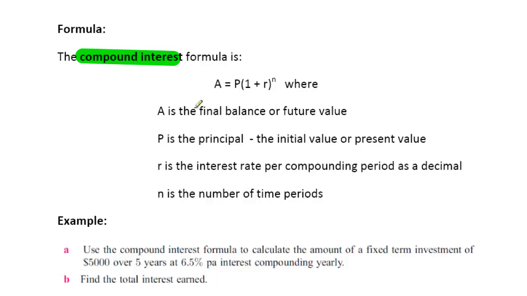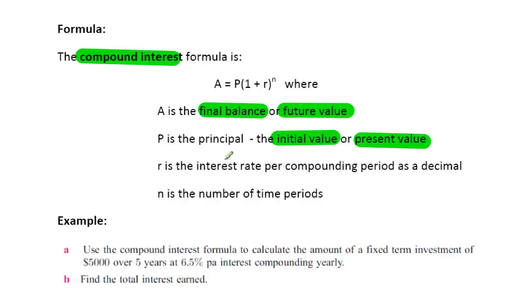The A here is the final balance or future value. Now, the important thing about this is these two words, final balance or the future value. That will come up later in the course. So that's what we're going to work out, and that includes the amount that we started with. P is the principal, the amount we put in. We call that the present value or the initial value.